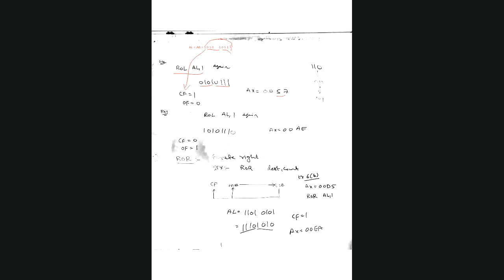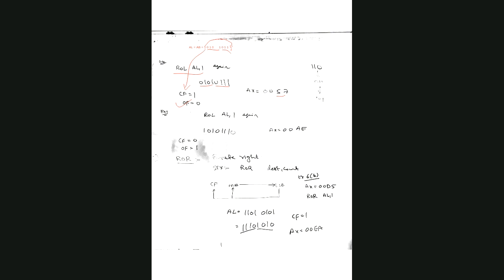Now look here, earlier in the previous slide we know that the carry flag was 1, and now also the carry flag is 1. So there is no change in the carry flag, that's why the overflow flag is 0. Now we will do one more time. AL is 5, 7, so again I write AL is equal to 57. 5, 7 means 0, 1, 0, 1, 0, 1, 1, 1. This is what we got.